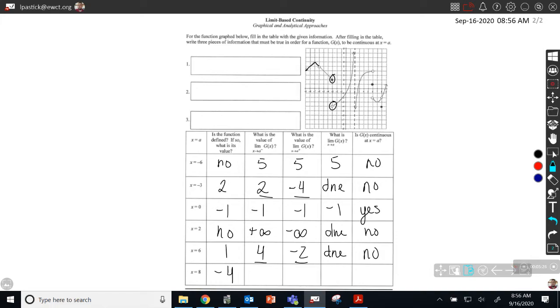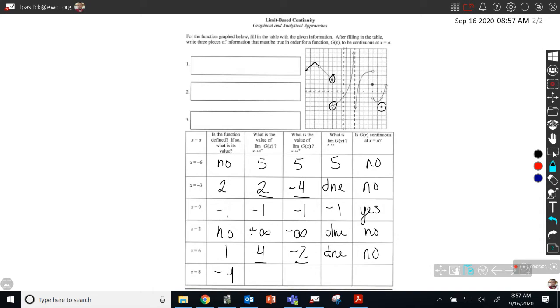Last one, -4 is the defined value at 8. So at 8 we are here. So the defined value. Limit as we approach from the left appears to be -2. Limit as we approach from the right, oh, I just screwed that up. Let me fix that. Hold on. All right, trying this again. I think I kept on looking at 6 instead of 8.